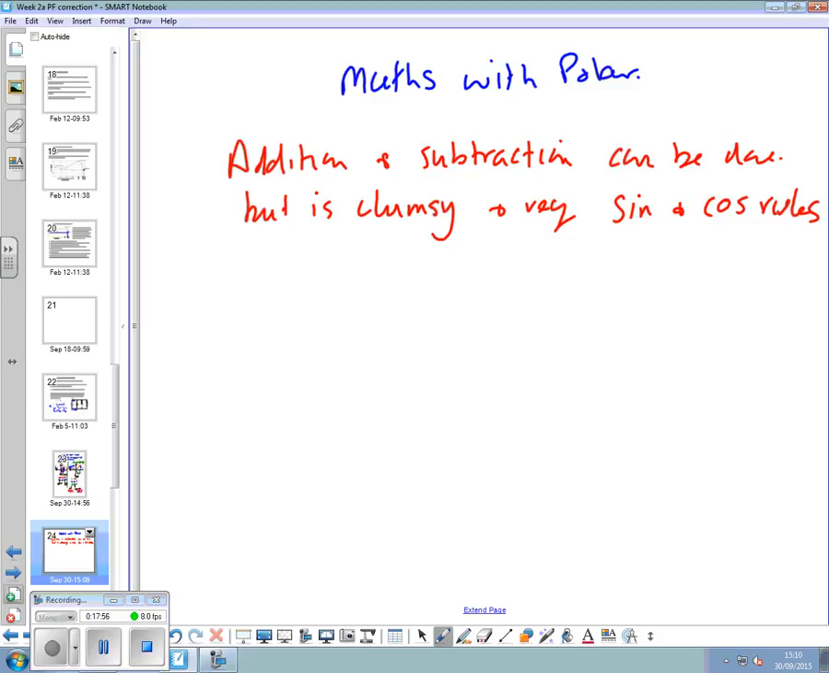So it's easier to convert to rectangular and add and subtract. Okay, so we'll do that, and we'll do the easy conversion using your Casio calculators to be able to convert from one form to the other. Okay?